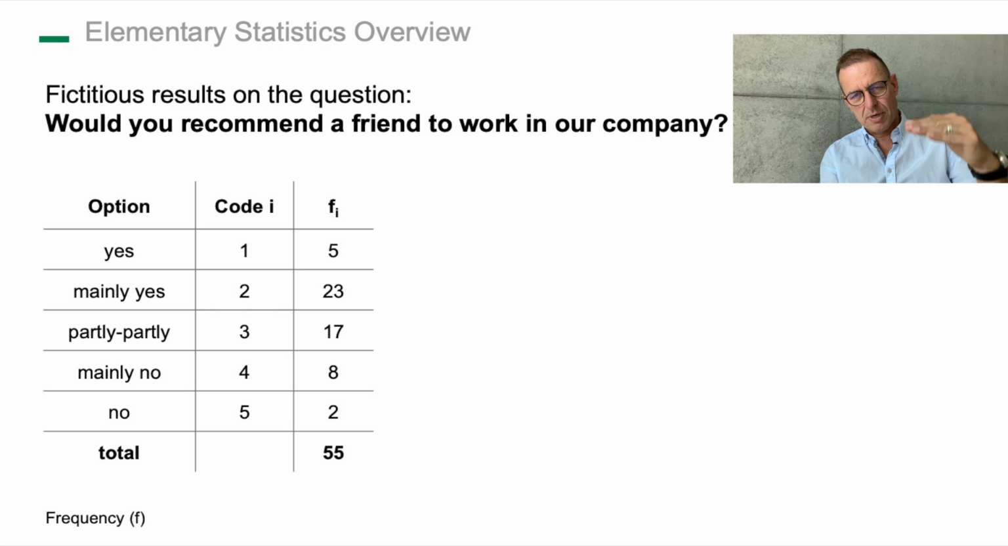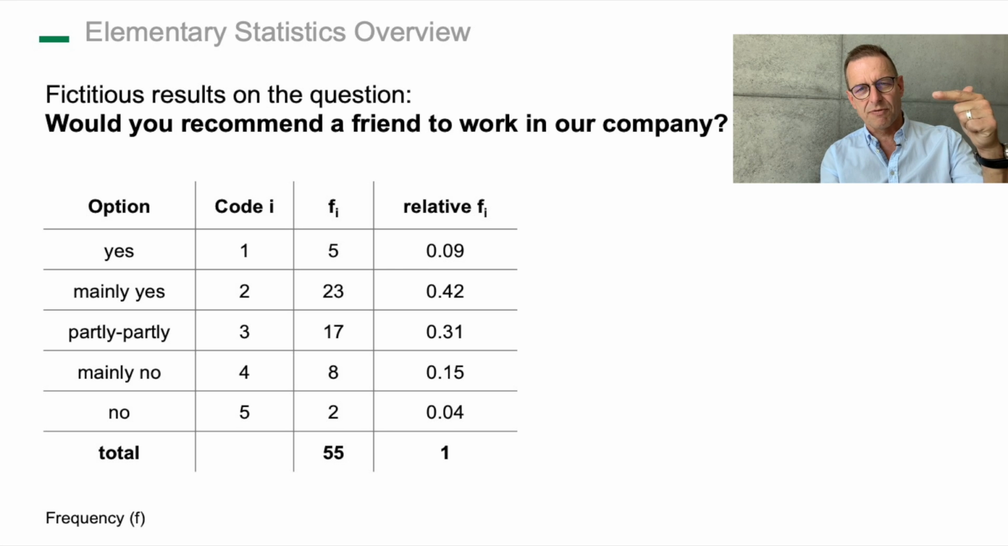Okay, when we sum up all these absolute frequencies, we get a total, in this case, of 55, which tells us 55 people responded to this question. Now for every category, we can simply divide the absolute frequency by the total number of respondents, so that we get a relative frequency. So the relative frequency of category 1, yes, is 0.09. This is simply 5 divided by 55.